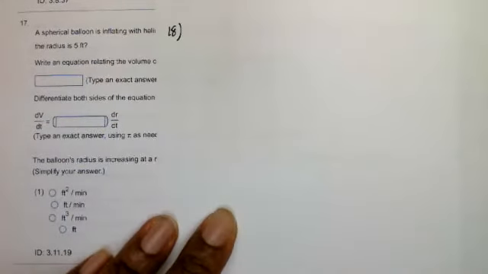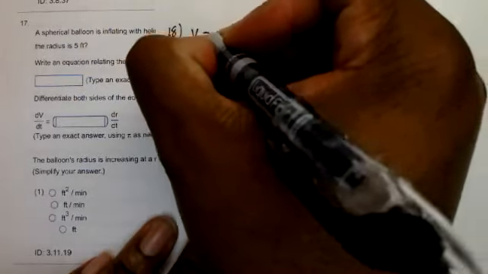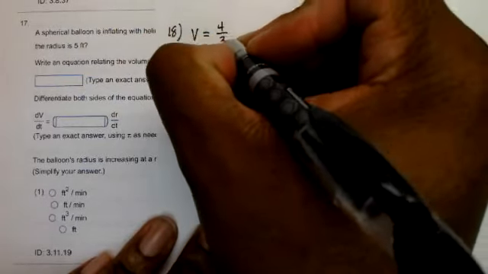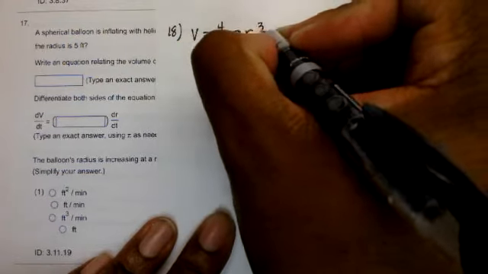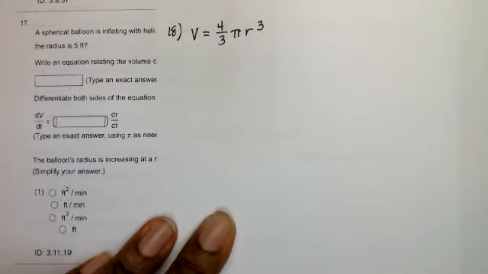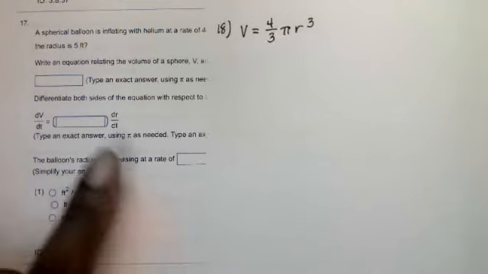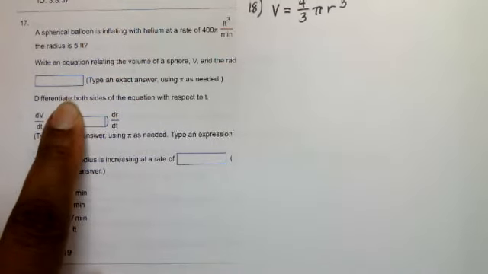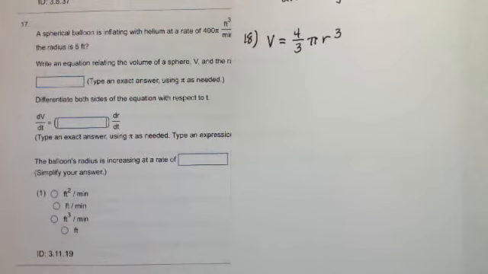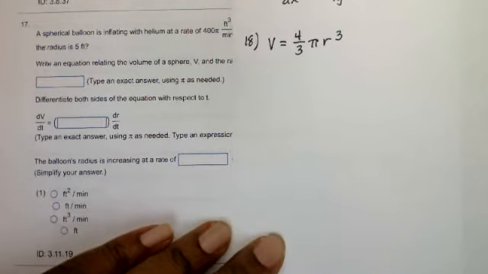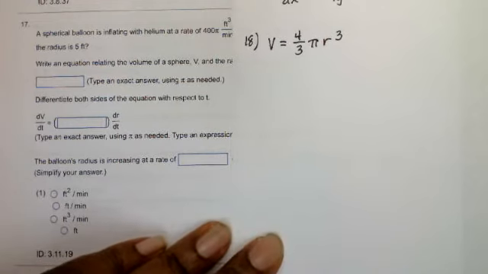This is one of those equations where you have to know some geometry. The volume of any sphere is always going to be 4/3 pi times the radius cubed. We're using pi as needed. And then the second part is to differentiate both sides of the equation with respect to t. Anytime you do a related rates problem, you're always going to differentiate each variable with respect to time.